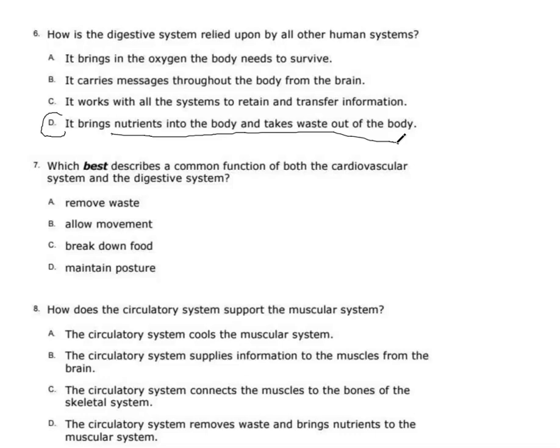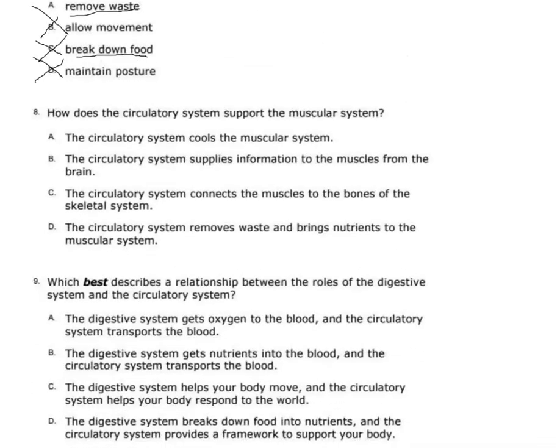Number 7. What best describes a common function of the cardiovascular and the digestive system? They have something that they both do. Chloe. They both remove waste. Yes, the digestive system breaks down food, but the cardiovascular system does not have anything to do with that. What 2 systems help me maintain posture? Skeletal and muscular is this one. And skeletal and muscular also allow movement. So the only one that makes any sense there is remove waste. Moving on down. Number 8.